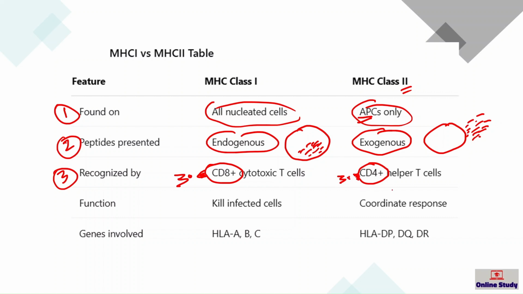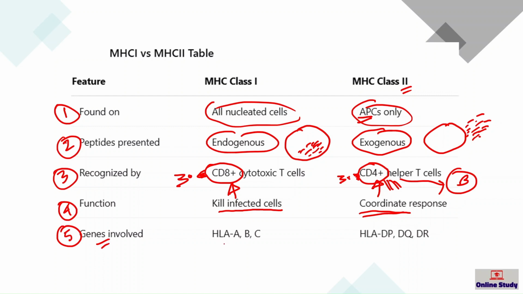In terms of function, MHC class I helps to kill the infected cell through CD8 cytotoxicity. On the other hand, the MHC2 can coordinate different types of function, like cytokine production and B cell help, through the CD4 T cell. Since MHC1 and MHC2 are proteins, they have genes. So HLA A, B, C are the genes for the MHC1, and HLA DP, DQ, DR are the genes for the MHC2. HLA means human leukocyte antigen.